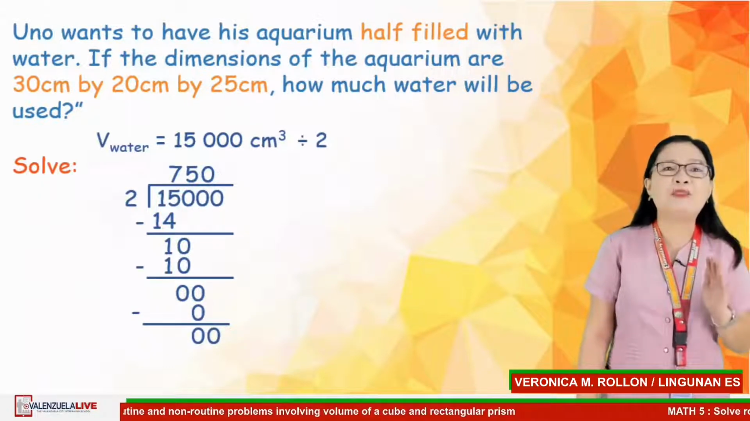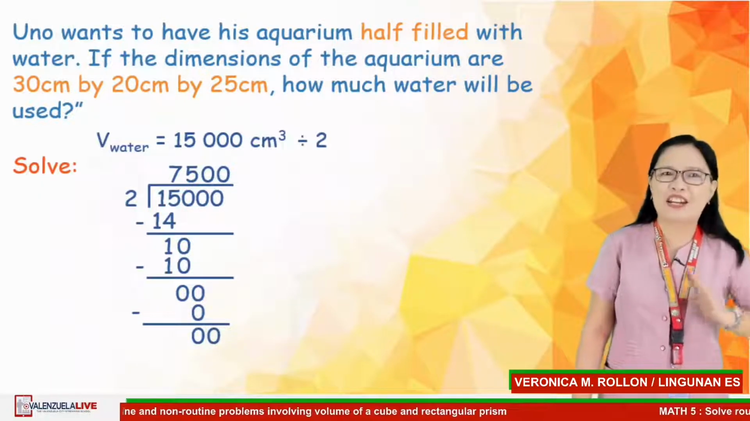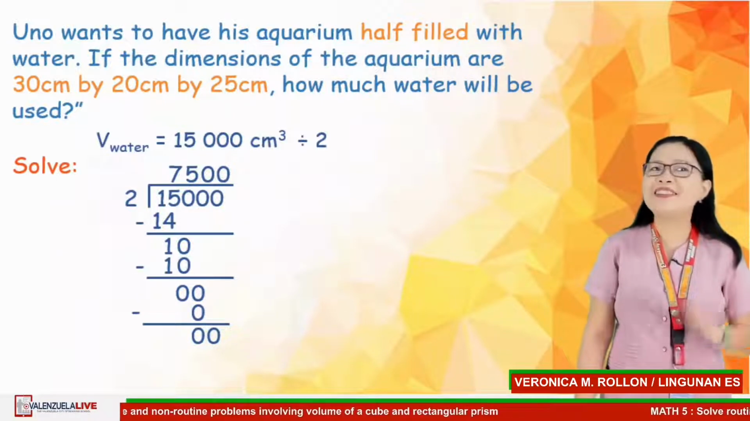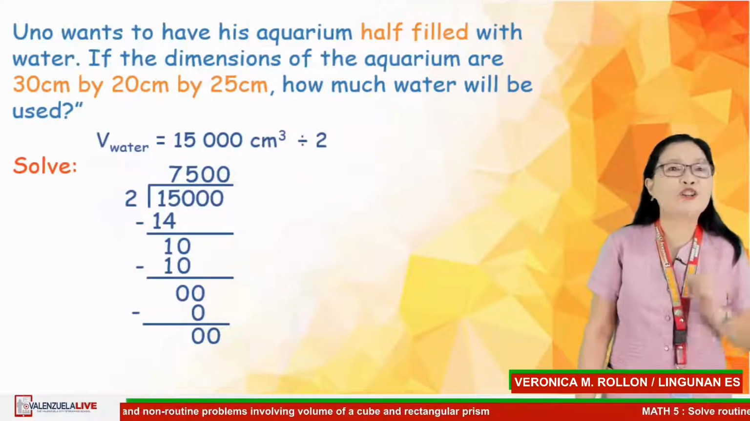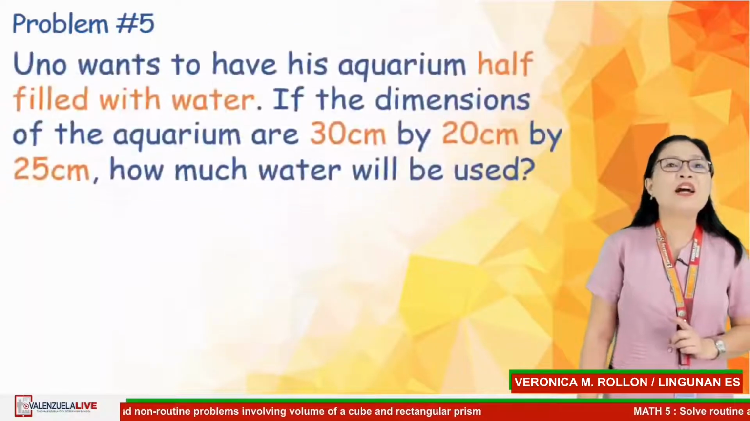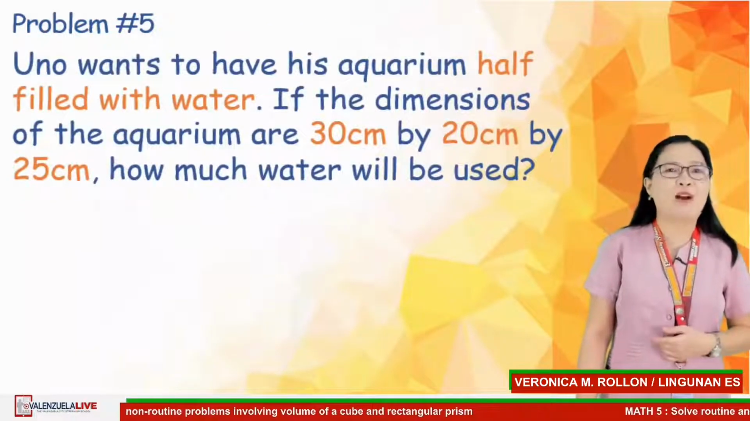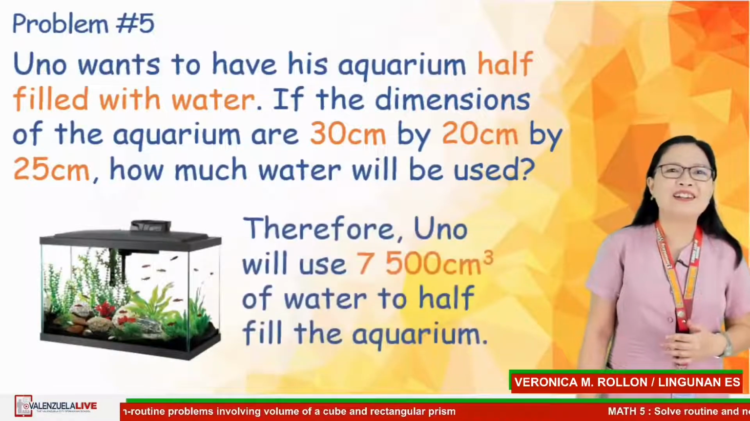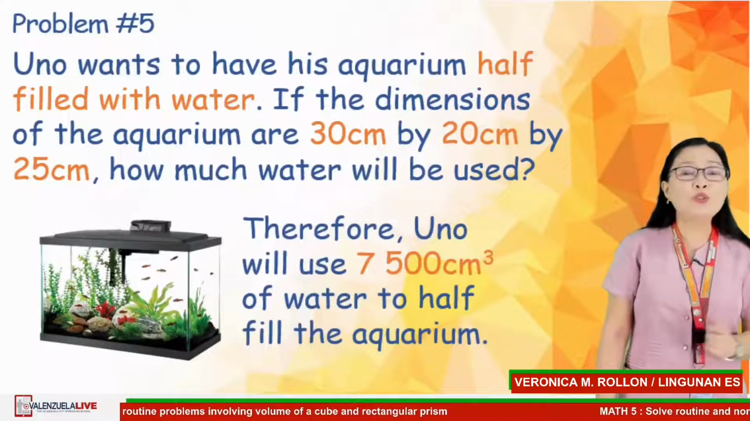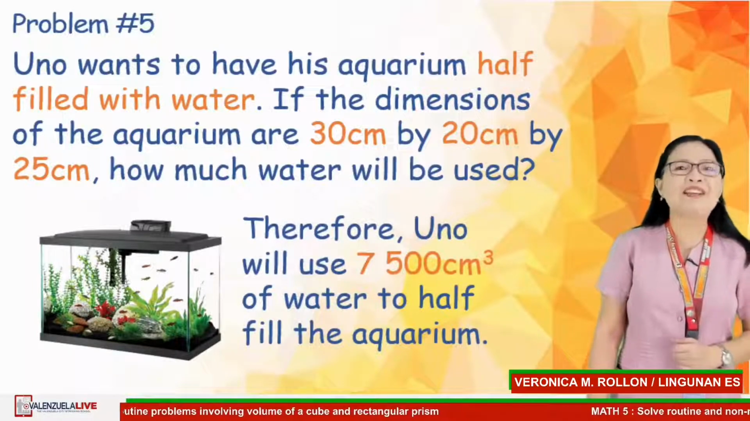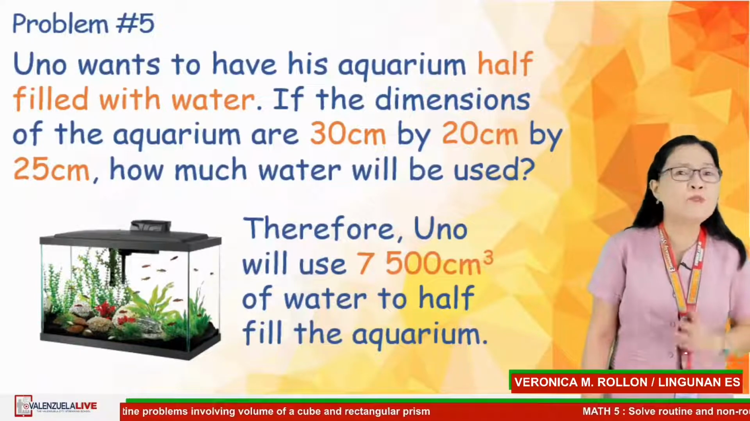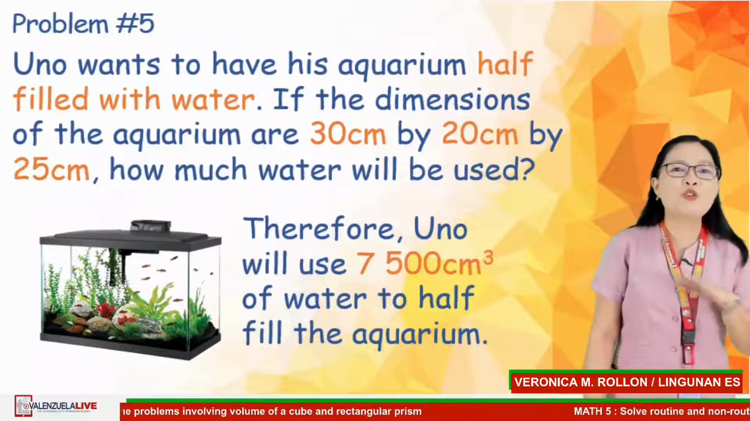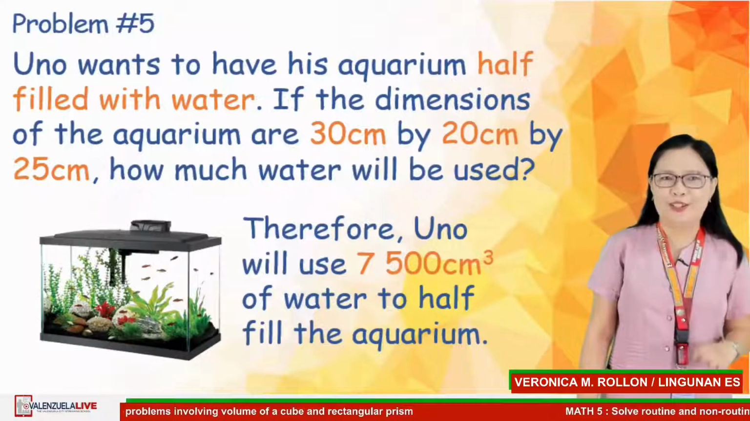So, 0 divided by 2, the answer is 0. And that will be our quotient. So, the answer for this problem, the amount of water to be used: therefore, Uno will use 7,500 cubic centimeters of water to half fill the aquarium.